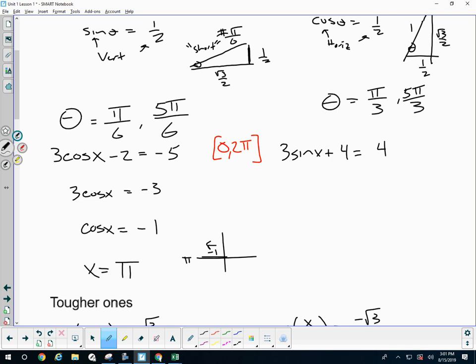So the first one, we get x equals pi. For the second one, subtract 4 divided by 3. Well, after I subtract 4, I get the sine of x is equal to 0. Sine, vertical, vertical, 0, 0, pi, 2 pi.